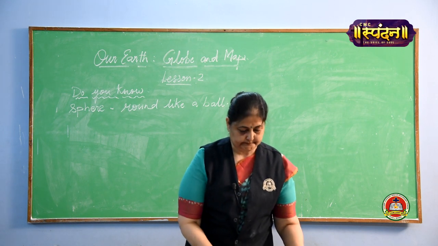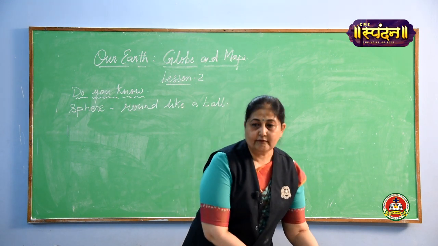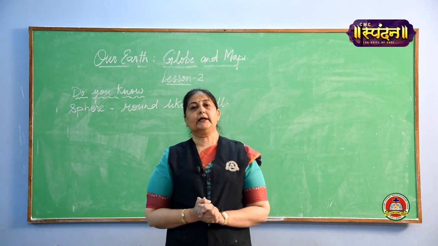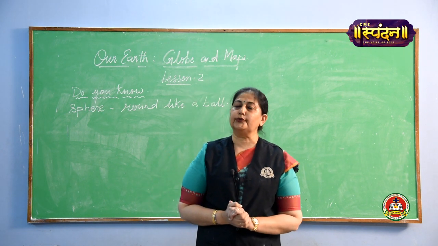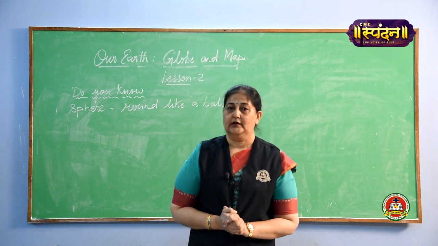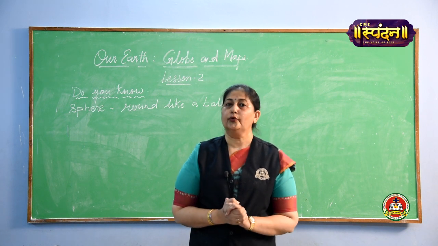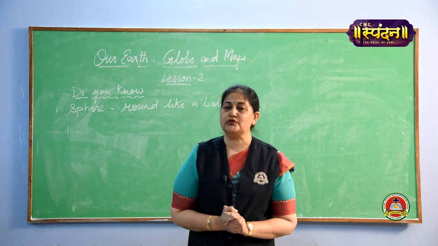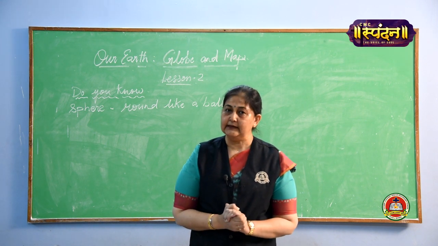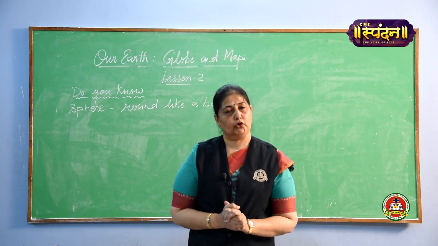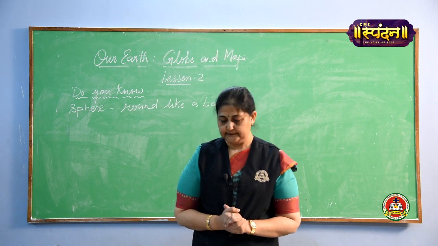Clear? And children, one very important thing is this, that water bodies are always shown in blue. No continent or no land area is to be marked with blue on the map, because blue is defined only for water bodies. Alright?